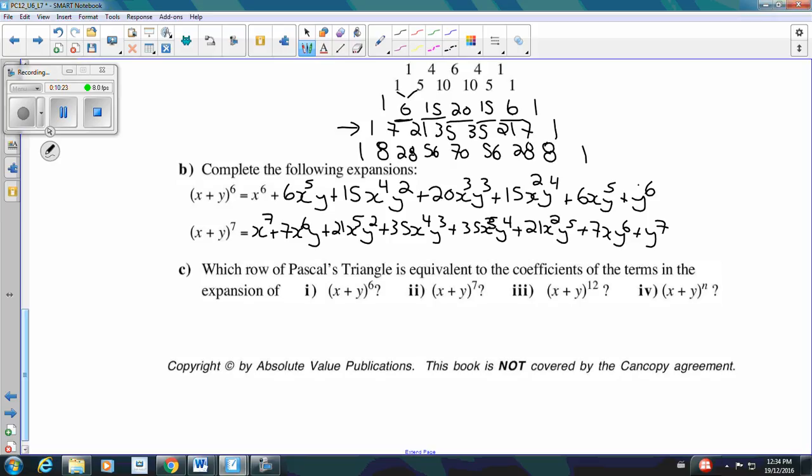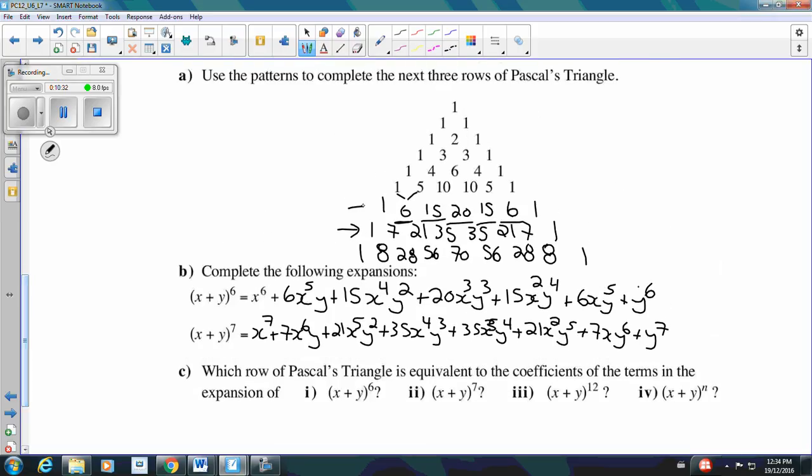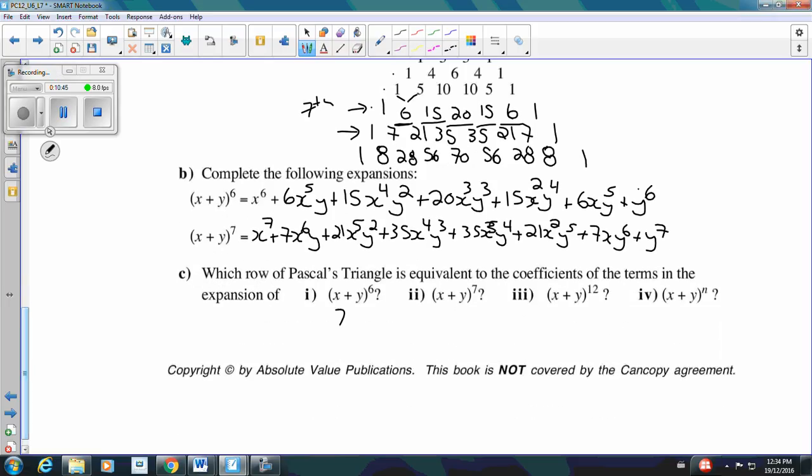Which row of Pascal's triangle is equivalent to the coefficients of the terms in the expansion of x plus y to the 6? So that was this row here. So that is 1, 2, 3, 4, 5, 6, the 7th row. Which makes sense because our first one was representing x to the 0. So our second row represents x to the 1. So this would be the 7th row. X plus y to the 7th would be the 8th row. The 12th would be the 13th row. The nth would be the n plus 1th row.